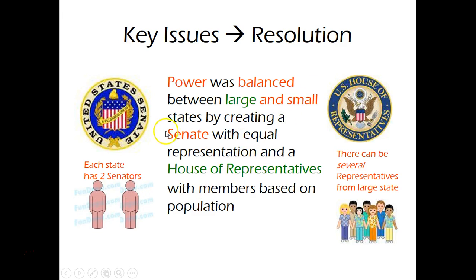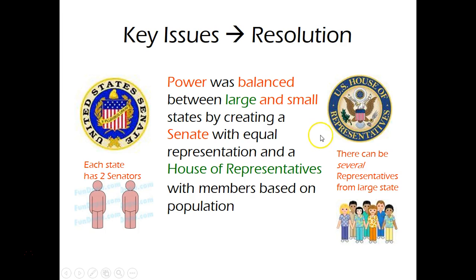They're like, okay, we have an upper house that has equal representation. That's good. But the large states are going to be like, but what about us? We have more people, so we should have more representation. So then they created a lower house, the House of Representatives. And this is all based on population. So if you have more people, you have more representatives. It's pretty self-explanatory. This whole resolution is called the Great Compromise.